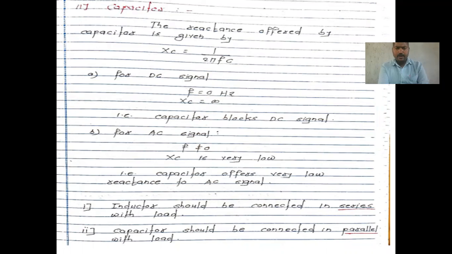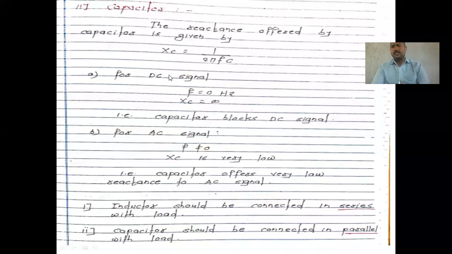I may again tell you the things related to the capacitor. See why the capacitor passes the AC signal and blocks the DC signal. That's why I'm telling you. See, X equals 1 upon 2 pi FC. That is the equation for the capacitive reactance, right?